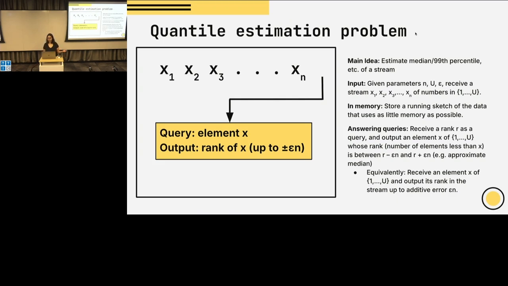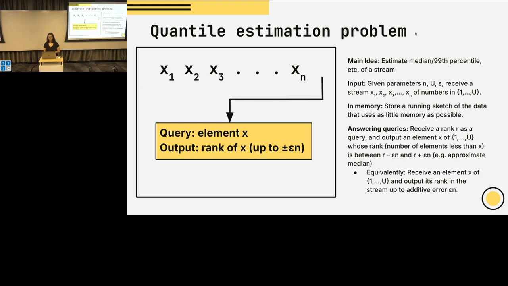The basic idea is you receive a stream of numbers and your goal is to estimate the median or the 99th percentile or some other percentile of the elements. More precisely, you receive n elements. All these n elements are in the range 1 through u for some specified universe size u. And your goal is to be able to estimate quantiles or percentiles of the stream.